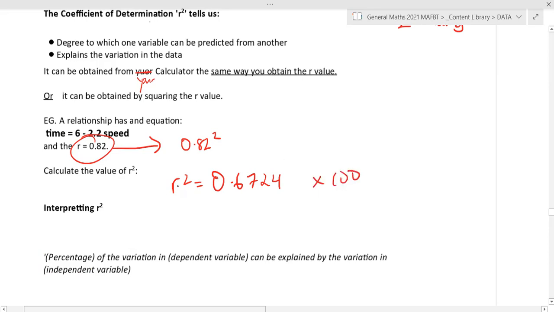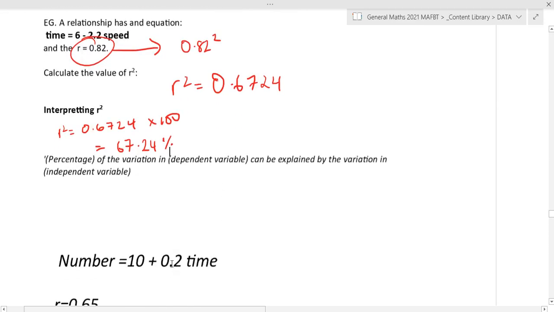So this is the actual R squared value. Okay, so when he asks you for the R squared value, you just give this answer. But when it comes to interpreting the R squared, this is when we now have to multiply it by 100 to get it into a percentage. So when you multiply R squared, which is 0.6724, by 100, the answer is going to be 67.24%. And this is how we interpret it.